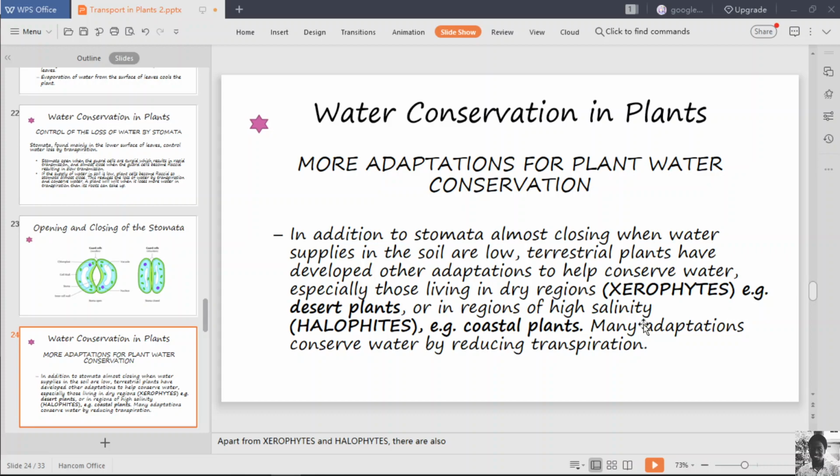Right? Plants that live in dry regions are called xerophytes. Xerophytes, for example desert plants, and those that live in regions of high salinity, we call halophytes. Right? For example, coastal plants. So these plants develop special adaptations to conserve water because of the conditions that they live in. But many of those adaptations to conserve water rely on the reduction of the rate of transpiration.